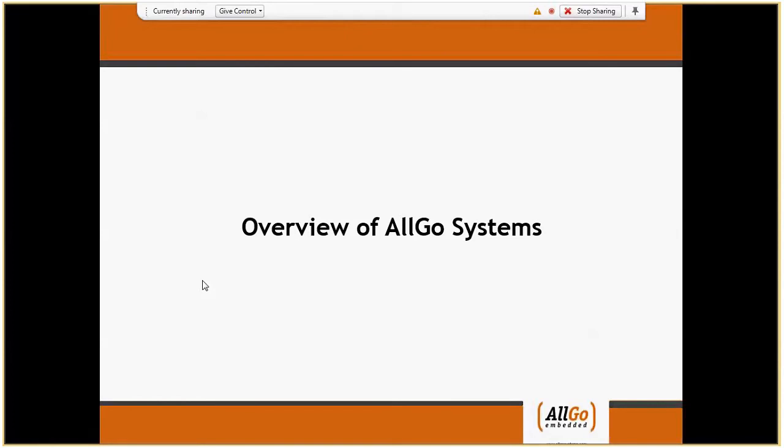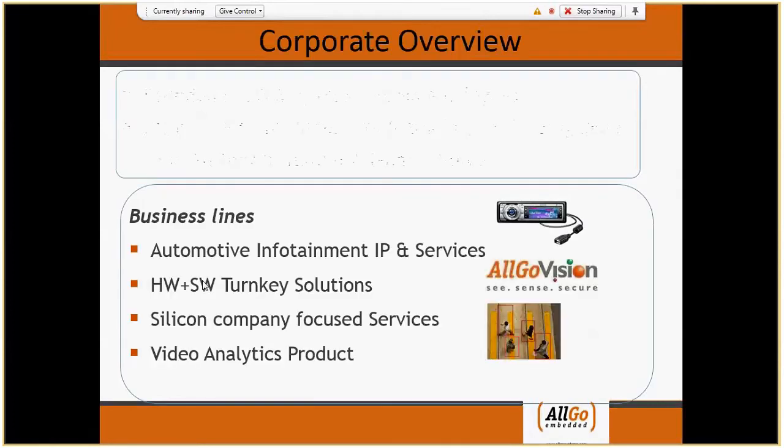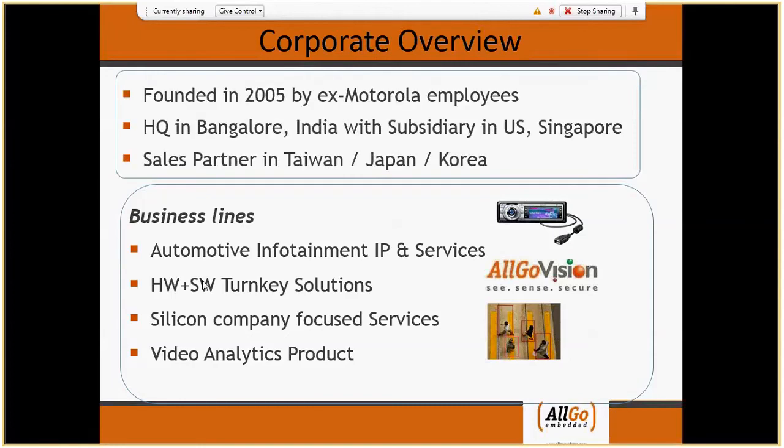So, an overview of AllGo Systems. AllGo Systems was founded in 2005 by ex-Motorola employees. We have headquarters in Bangalore, and we have subsidiary offices in the US and Singapore. Also we have sales offices in Taiwan, Japan and Korea.